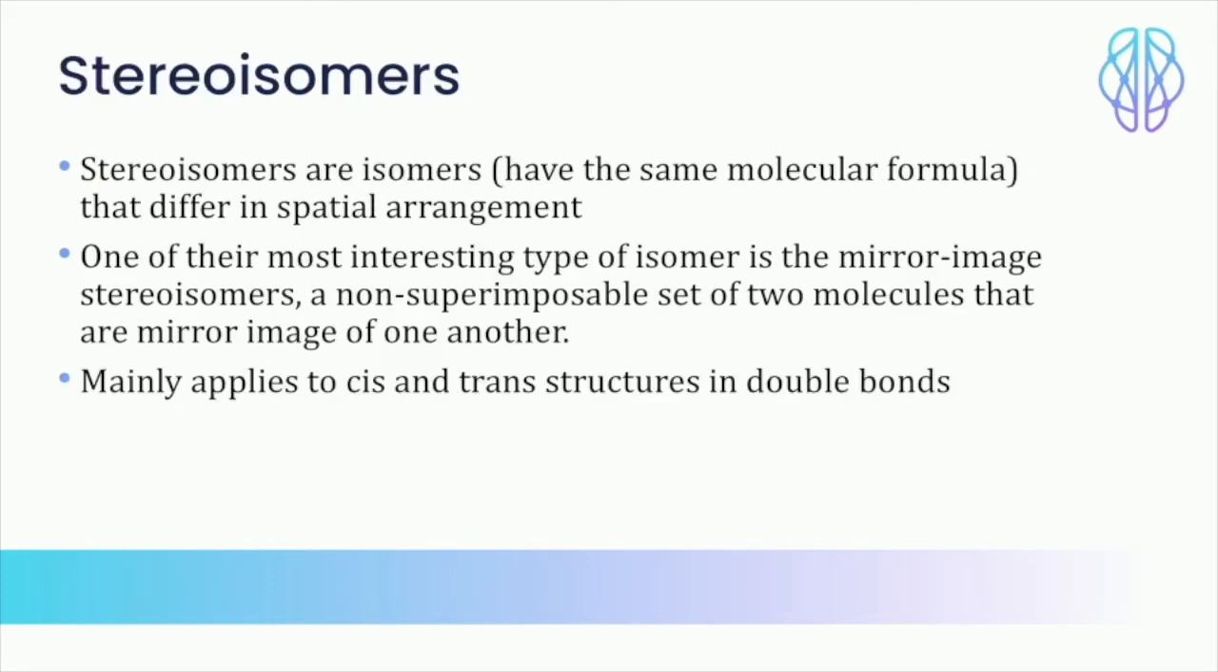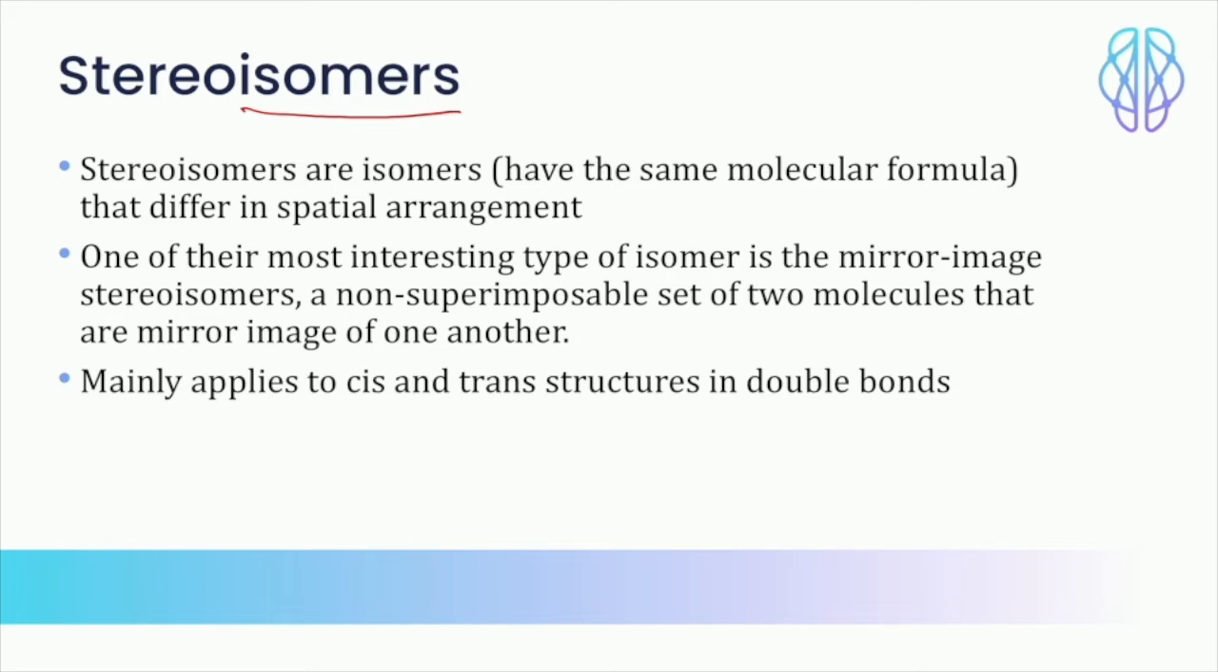So another type of isomer that we need to go over is a stereoisomer. Stereoisomers are isomers that, again, have the same molecular formula. If you see the word isomer anywhere, just know that it means having the same molecular formula. Stereoisomers are actually a bit different from structural isomers. In structural isomers, we have the same molecular formula, but the whole structure of the molecule is different.